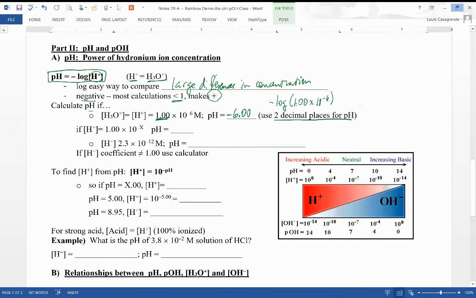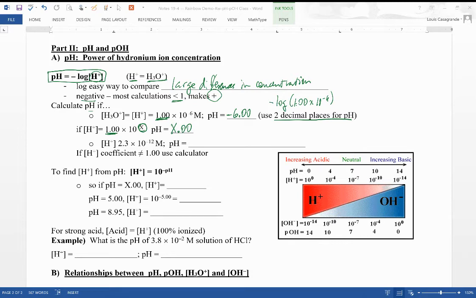In general, if we have that 1.0 as our coefficient in the scientific notation, 10 to the negative x, so any x, the pH is going to equal x and 0.00. So 10 to the minus 6 is a pH of 6.00. 10 to the minus 5 is a pH of 5.00. 10 to the minus 10 is a pH of 10.00. So it makes it pretty easy to do those calculations.